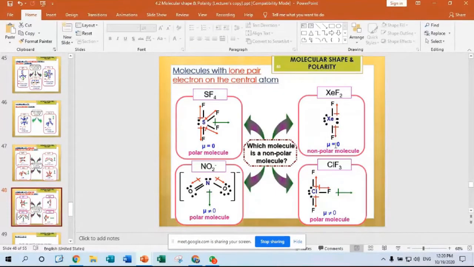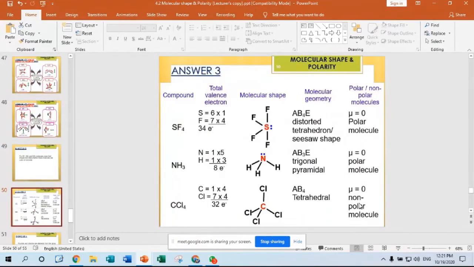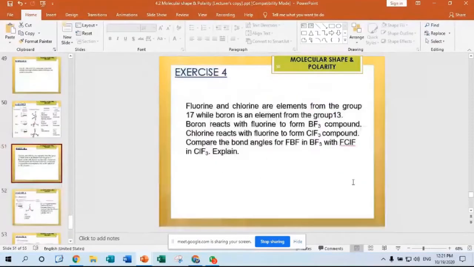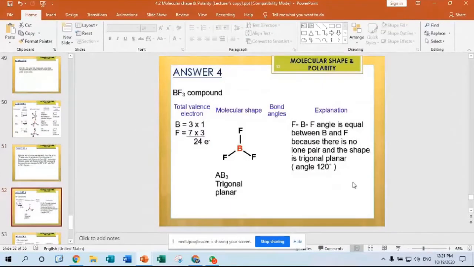Ni linear. Kanan, kiri cancel. Ni linear. That's why dia non-polar. Ni tak semua tak dapat cancel. Okay, so ni contoh dah bagi semua dah. So contoh ni semua contoh. Setiap contoh pergi tengok sekali lagi.